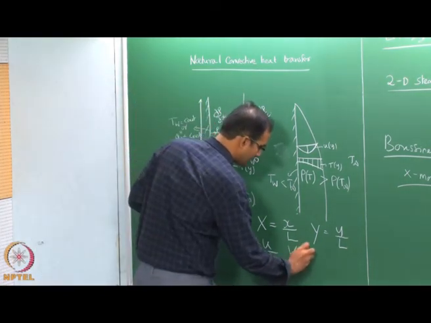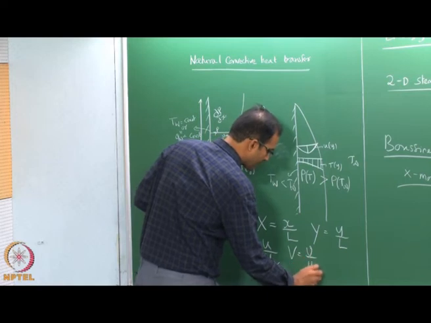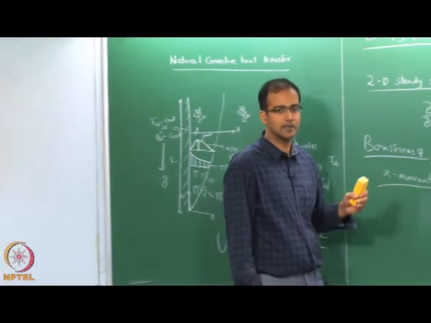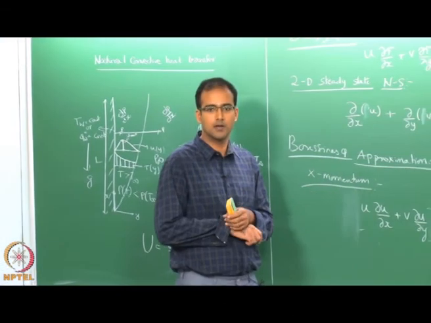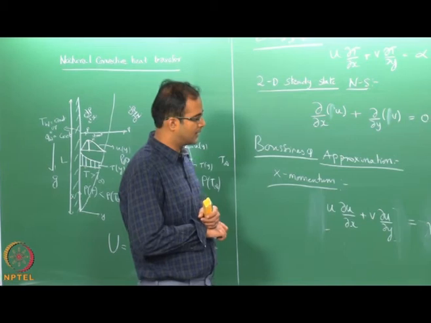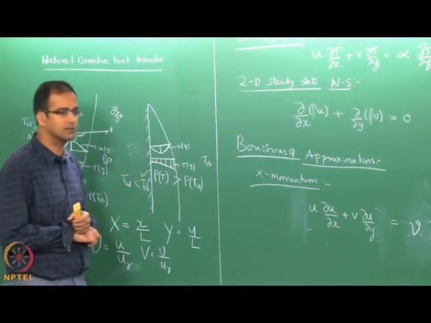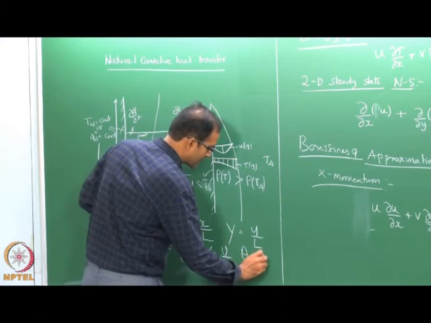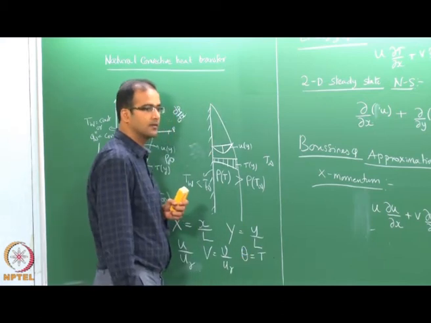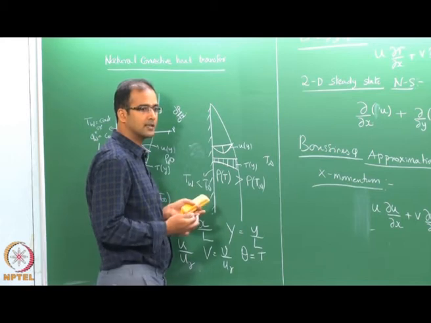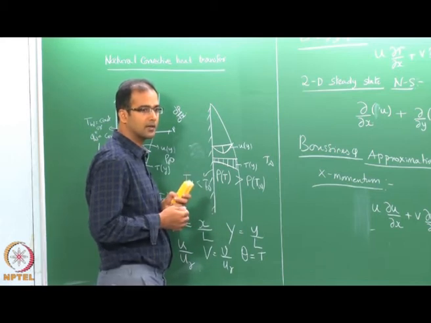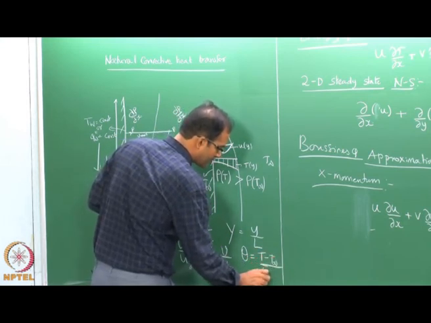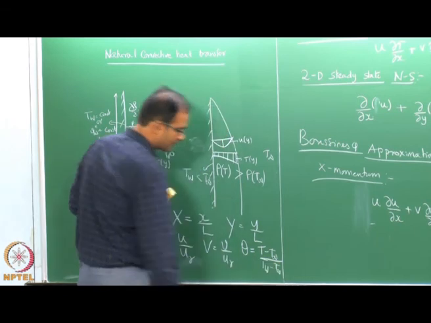Similarly, your v also. Now, we do not have a pressure term explicitly, so you do not have to worry about non-dimensionalizing the pressure. And what about temperature now? So, again we introduce a non-dimensional temperature theta. When we do the non-dimensionalization, let us do it assuming a constant wall temperature, so that we can write this as T minus T infinity by T wall minus T infinity.